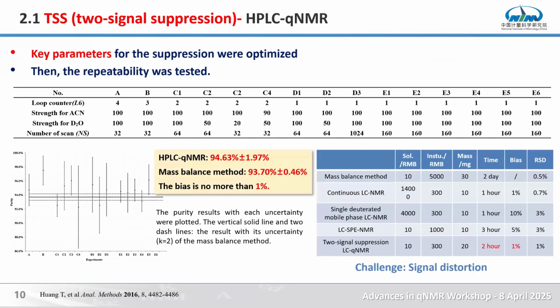For the results, the purity of our MACTIN B1A determined by this method was consistent with the mass balance method, with a bias of less than 1%. But the mass balance method requires many instruments together, taking about 2 days per sample. In contrast, the TSS HPLC qNMR method only needs about 2 hours. This time is much shorter.